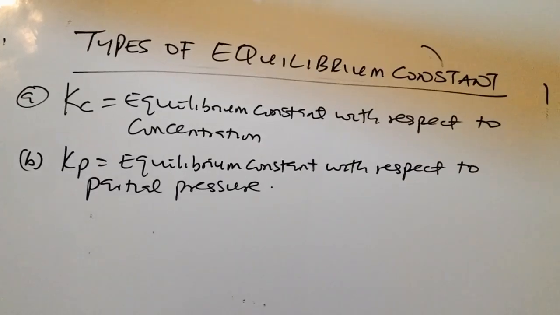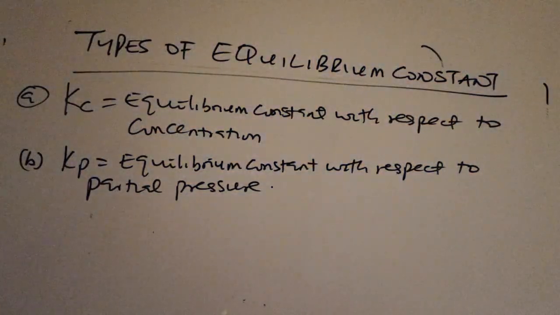So on the whiteboard, we're looking at the types of equilibrium constant. There are two major types: we have Kc and Kp. K subscript C is called equilibrium constant with respect to concentration, so that C there means concentration, while K subscript P is called equilibrium constant with respect to partial pressure.